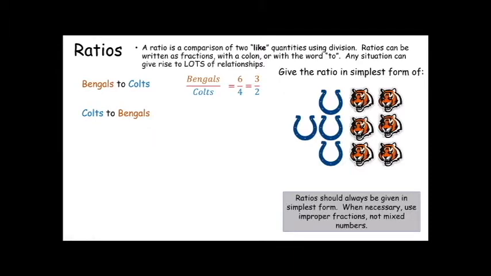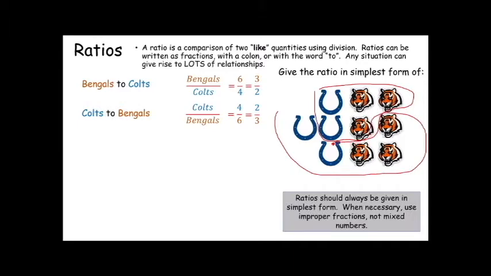But suppose I asked you to give me the ratio of Colts to Bengals. Notice that in this case, the Colts are listed first and the Bengals are listed second. That means that Colts will be my numerator, Bengals will be my denominator, giving me 4 to 6, or in simplest form, the ratio 2 to 3. Every time we have 2 Colts logos, we have 3 Bengals logos. And in fact, I could actually draw a circle around these. I think I'll do that for you, where I say, okay, these 2 match to these 3, and these 2 match to these 3.